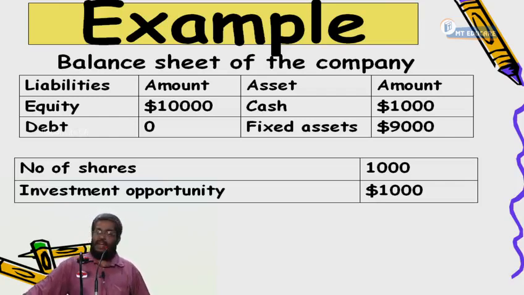We understand that $1,000 cash becomes $1,000 fixed assets. Point C or D? Point E.